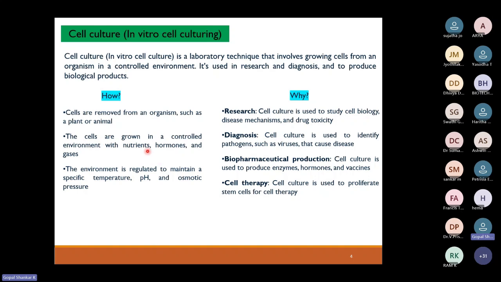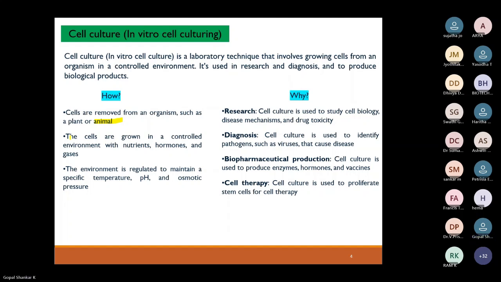But how do you do that? The cells are basically removed from the desired organism. It can be either a plant cell or an animal cell. If you're working on animals, you call it animal cell culture, and if you're working on plants, you call it plant cell culture. Today we'll focus only on animal cell culture. We're not going to focus on plant cells.